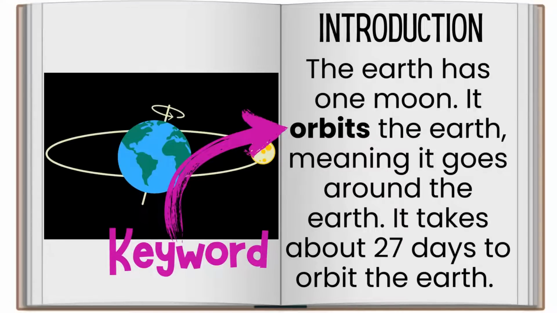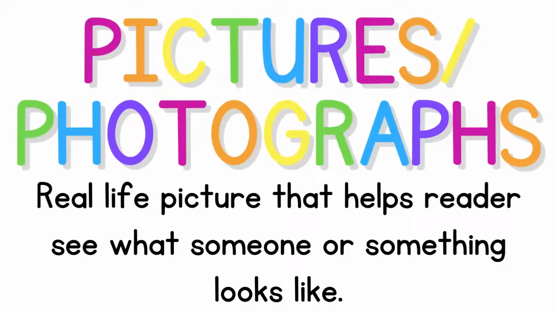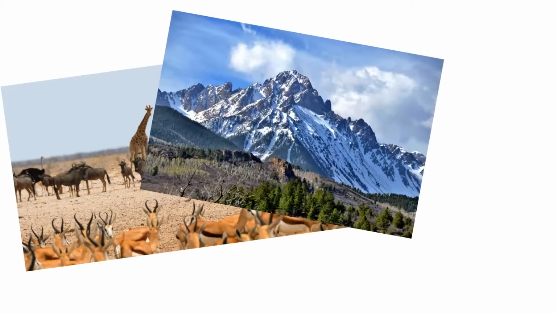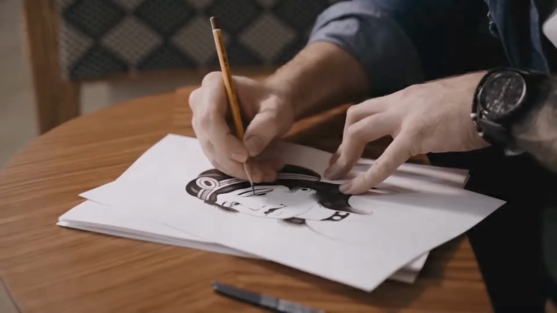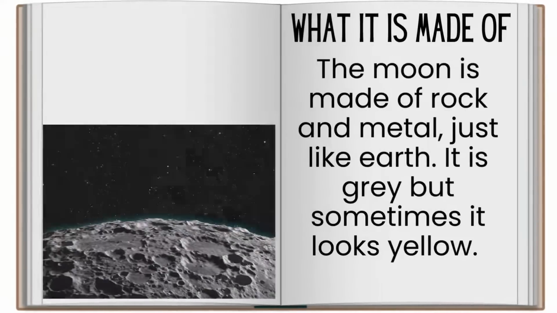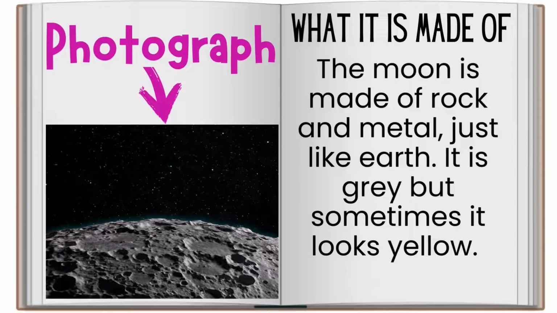One of my favorite text features are the pictures or photographs. They're often real-life pictures that help the reader see what someone or something looks like. The author may use drawings too, like in fiction books. This photograph gives us a great visual of what the moon looks like up close.